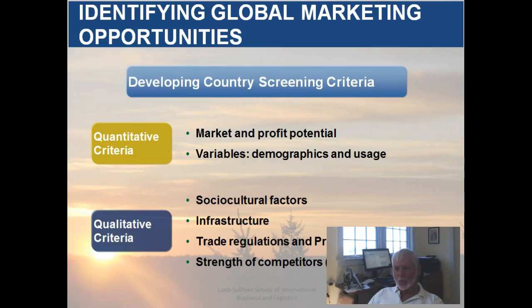So trade regs and product regs are really important. I think in some of your other courses you've learned about import and export regulations, and it's incredibly complex and difficult, and understanding what you're doing is really, really important. So it depends on the product, and then you have to do the research to figure out what kind of regulations, and every country is a little different. The trade regulations and product regulations are going to be different in different countries. So we talked about market and profit potential.